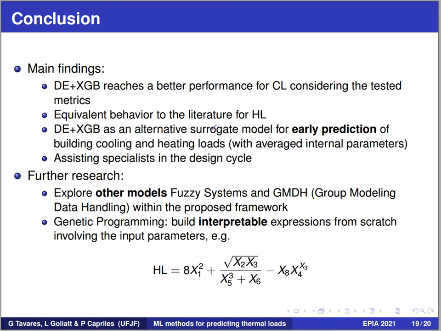So now the conclusion. The main finding of this study is that the combination of differential evolution and gradient boosting reaches better performance for cooling loads, considering the test metrics and the results in the literature. We have also produced an equivalent behavior for heating loads, and this model arises as an alternative surrogate model for early predictions of building cooling and heating loads, assisting specialists in the design cycle. Further research involves exploring other models such as fuzzy systems, and also genetic programming to build an interpretable model such as that shown here.